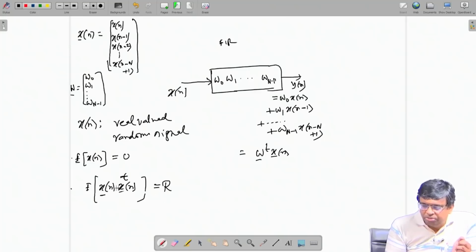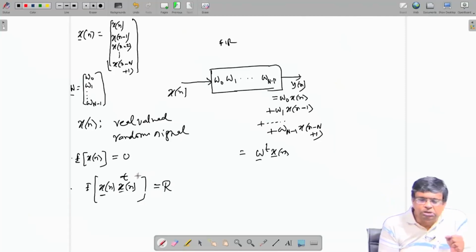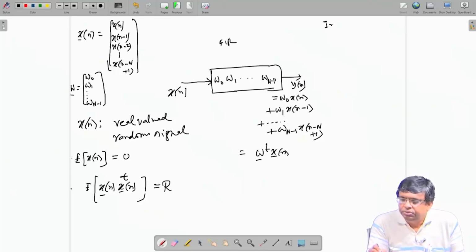See, they are function of n, but R is independent of n. That is because we assumed stationarity. The input is a stationary process. In fact, it is called wide sense stationary, WSS. Let me tell you, though we are going a little outside VLSI signal processing, this knowledge might be helpful.